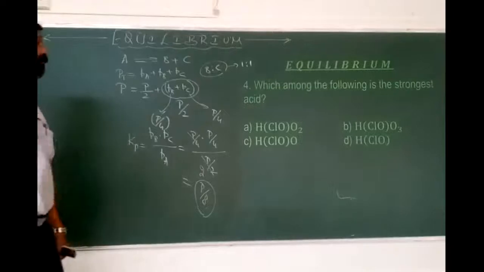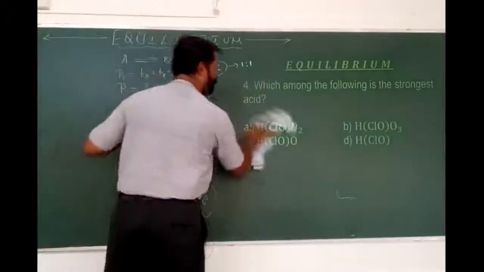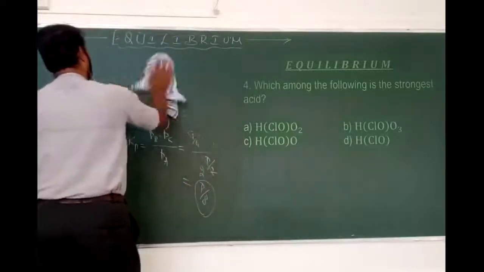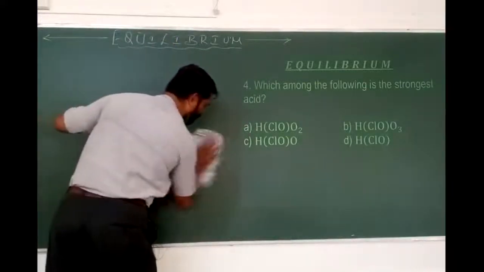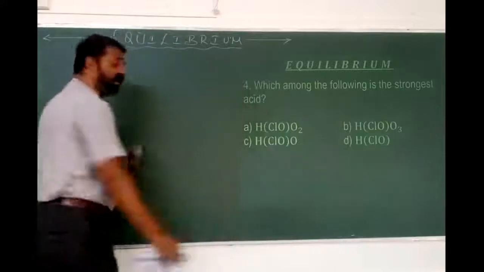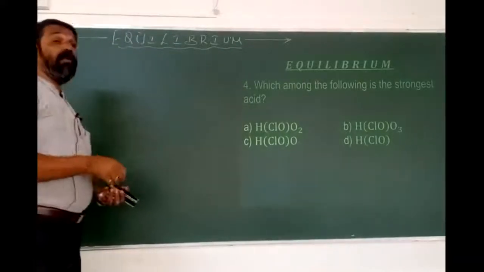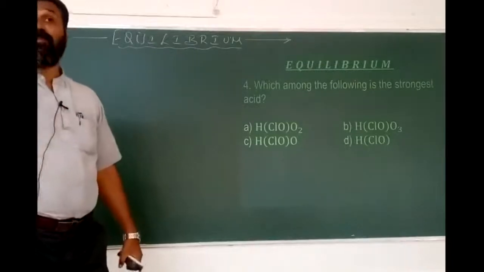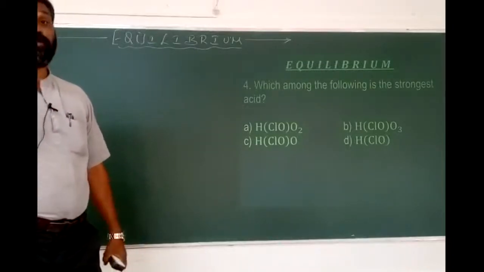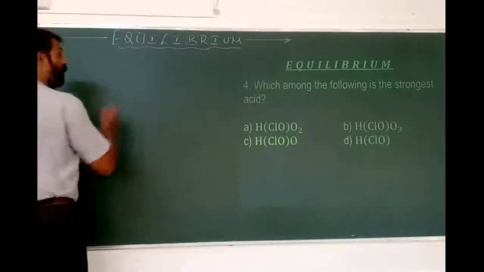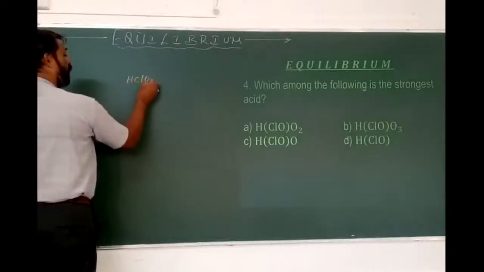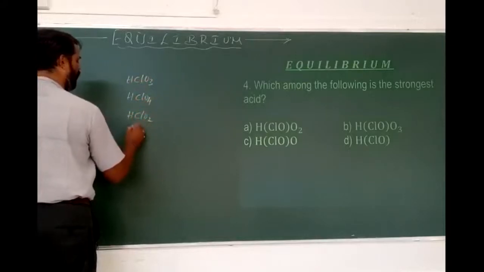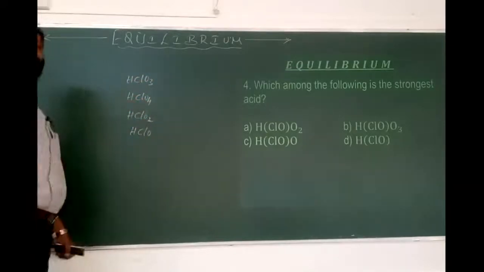Next, which among the following is the strongest acid? How to decide whether the acid is strong or weak? We already discussed this in the concept of halogens. A central atom having the highest oxidation state will have what nature? Acidic nature. So here, the first one is HClO3, the second one is HClO4, the third one is HClO2, and then HClO.